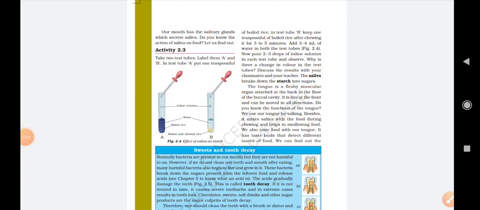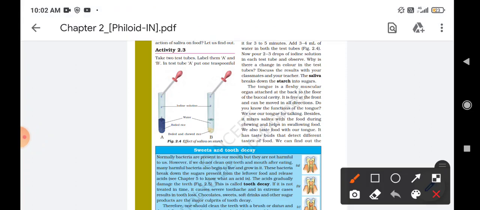So students, now we are going to understand activity number 2.3. In this activity, we have to take two test tubes. This is test tube 1 and this is test tube 2. Now what we have to do is put boiled rice in test tube 1 and put some water into it. In test tube 2, we have to put the chewed boiled rice.